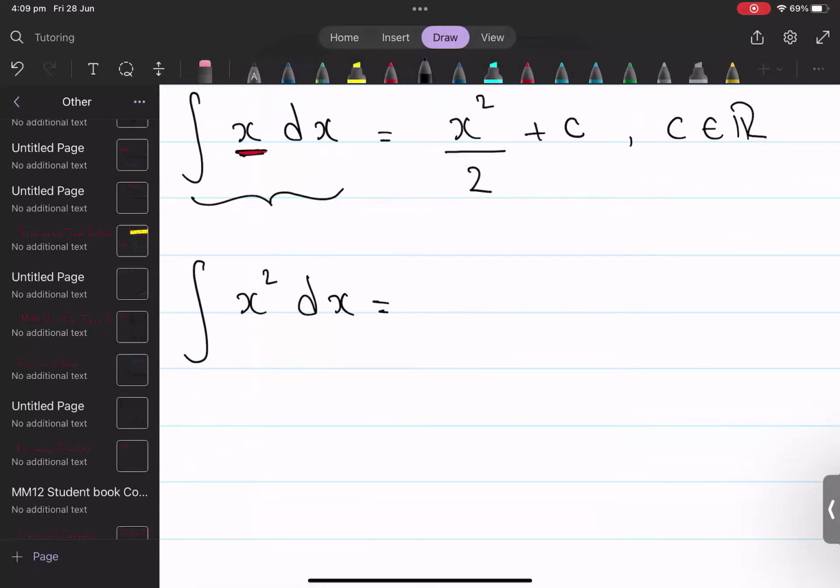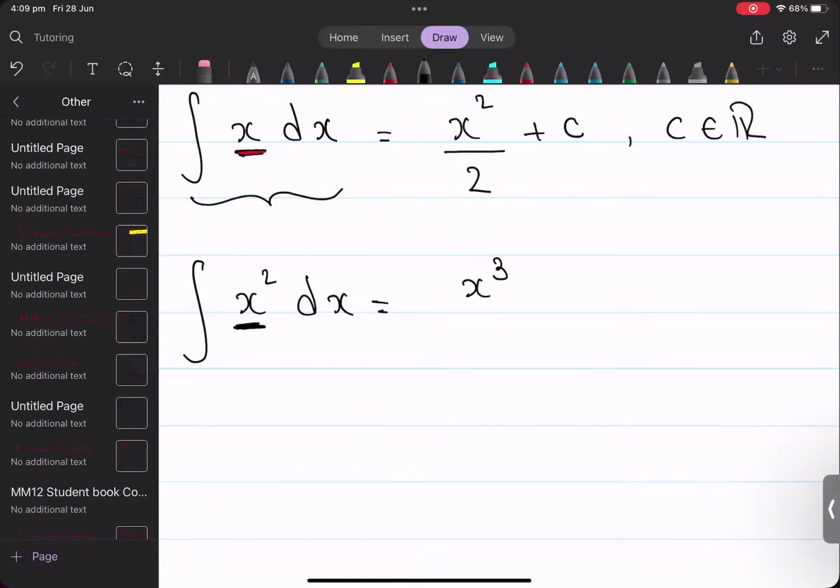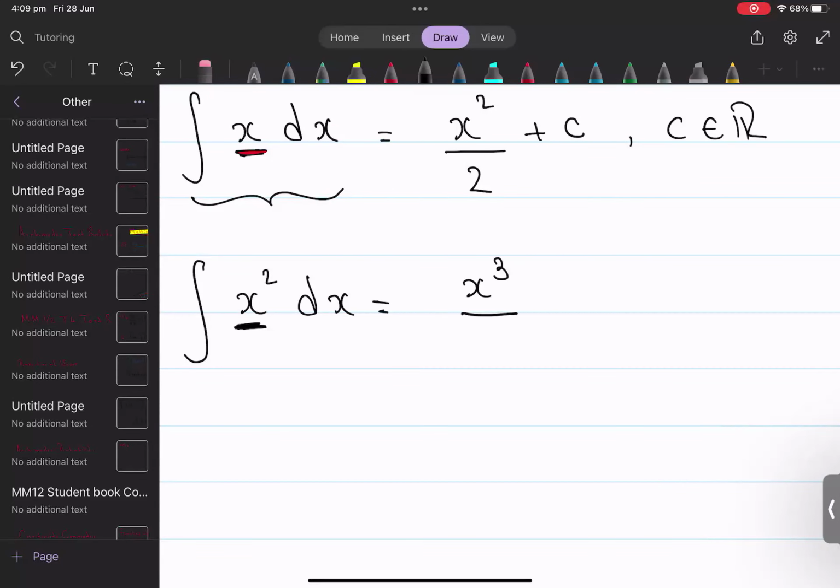So this is a quadratic function. If I take the derivative of a cubic function, that's when I get a quadratic function. So my function should look like x cubed. But if I just take the regular derivative of x cubed, I get 3x squared, which is almost the same as x squared, but not quite. We're out by a factor of 3. So in that case, I need to divide by 3. And then my constant as usual.